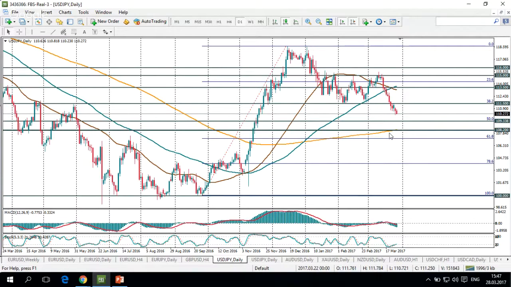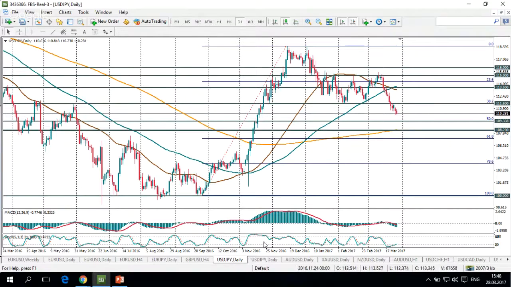If we are talking about resistance, then surely 111.50 will be the main hurdle for the pair before the levels of 112.50 and 113.40 come into play. So the conclusion here is that our outlook for the US dollar Japanese yen currency pair is pretty much negative.